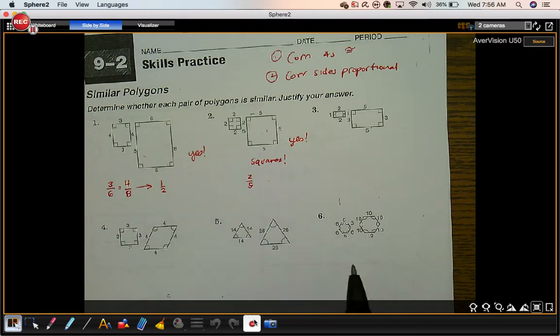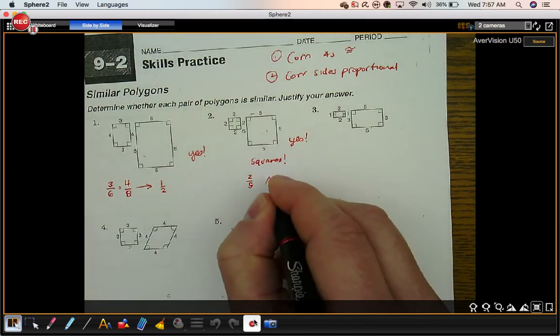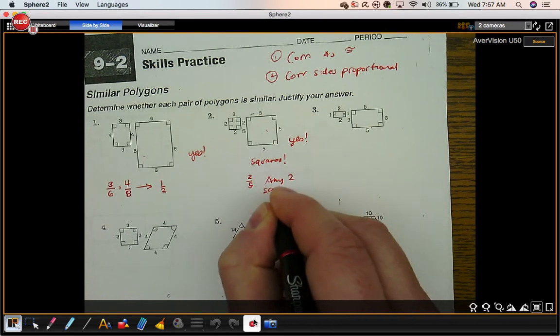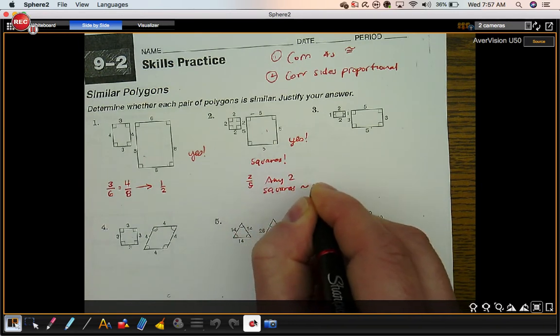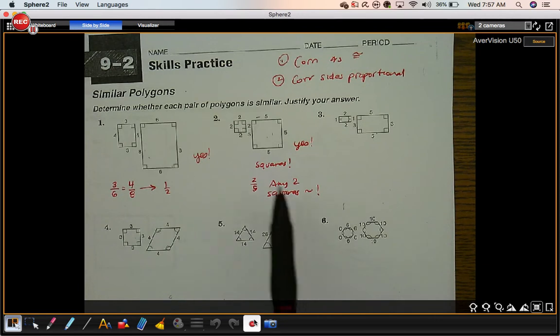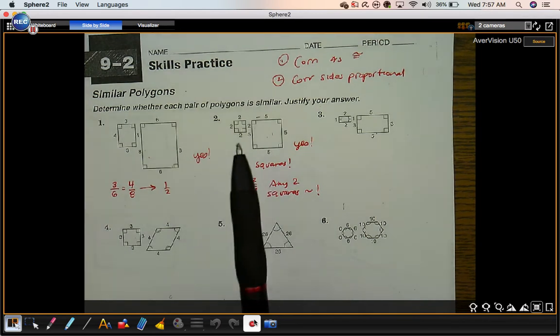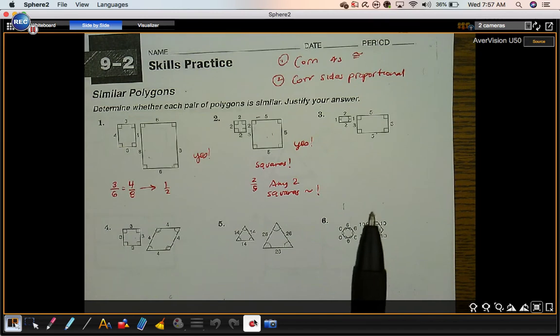If they're squares, any two squares are similar. So that's a little hint for you, or a little thing to remember. If you see two squares, of course they're similar. You don't need to spend time checking ratios. They're going to end up being the same thing. Let's look at number 3.